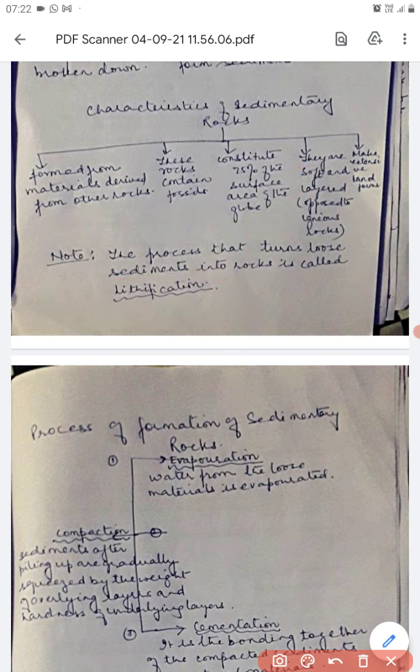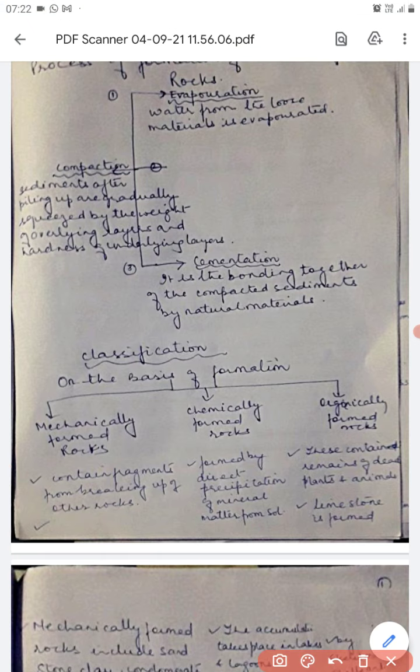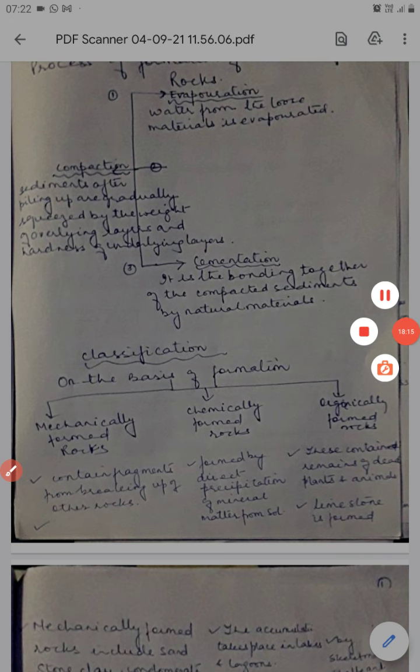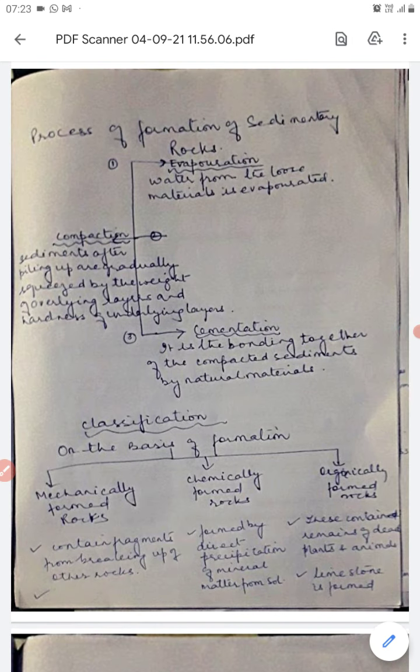Now we'll learn the process of formation of the sedimentary rocks. The sedimentary rocks are formed by three processes. The first one is evaporation, the second is compaction, and the third one is cementation. The first step, that is evaporation, the water from the loose minerals is evaporated. As you all know, the process of evaporation means losing of the water content. So from the materials, the water is evaporated.